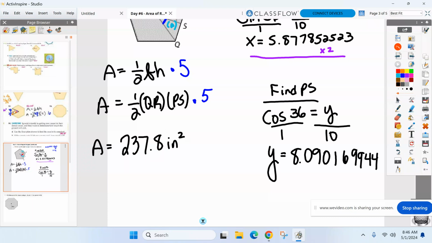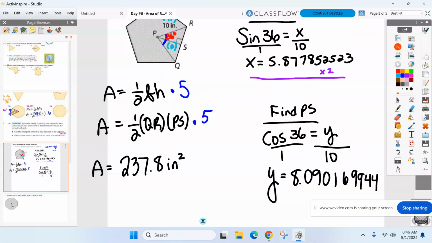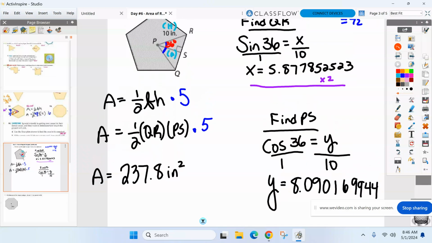A reminder again, got to have units on your test Monday. Half a point off if you don't have your units. Please ask. I couldn't get that in my calculator. Hey, guys, 1/2 times this 8.090 that you got for PS times, make sure you multiply this by 2 before you put it in the formula. And then again, make sure you multiply your final answer by 5 because there's 5 of these triangles. All right, anything before I move on to the octagon?